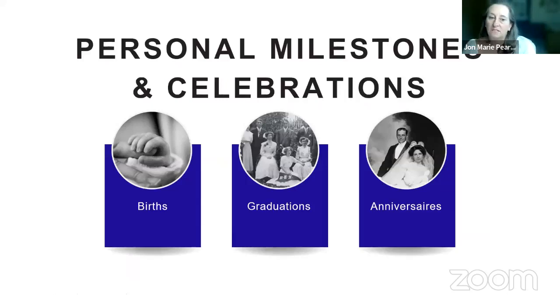The next thing is to look at personal milestones and celebrations to write about. You can write about births, graduations, anniversaries. And instead of writing about their whole life, you're breaking it down. By having it broken down into these themes, it helps you to focus on just one ancestor, such as a graduation. Each little story is going to add up.